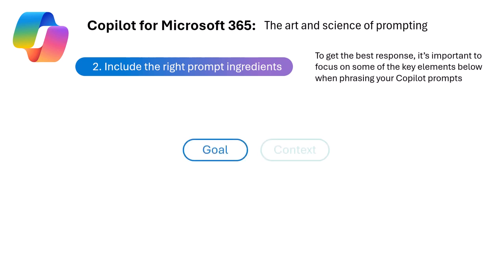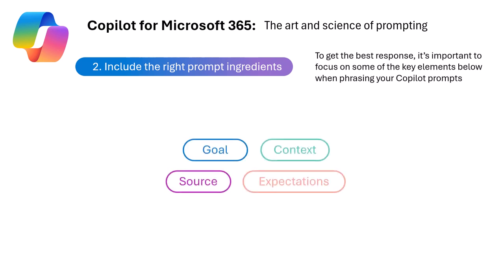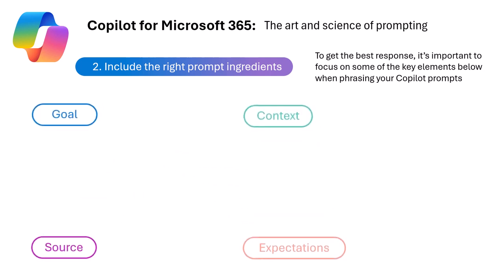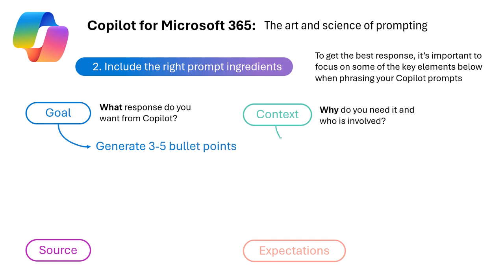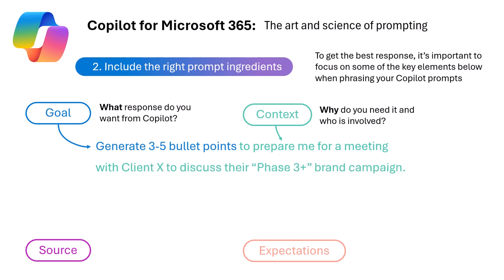So we want to think about these 4 things: the goal, the context, the source, and the expectations. I'm going to give another example here. What response do you want? So generate 3 to 5 bullet points. Why do I need it? To prepare me for a meeting with this client to discuss this thing in their brand campaign.